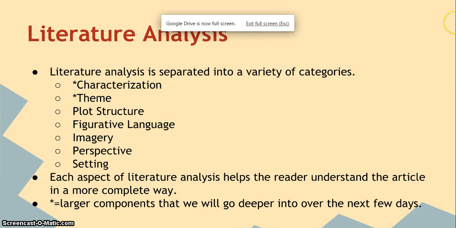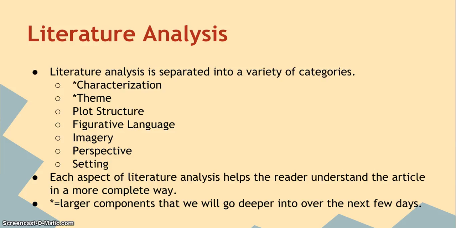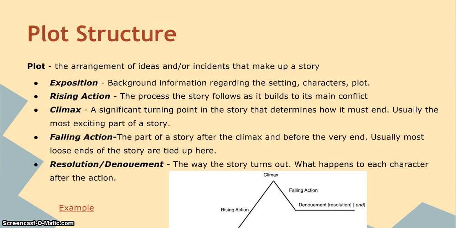Literature analysis is separated into a variety of categories: characterization, theme, plot structure, figurative language, imagery, perspective, and setting. Each aspect of literature analysis helps the reader understand the article in a more complete way. And if you notice the asterisk next to characterization and theme, that means that there are going to be larger topics that we go into later this week in more detail, and we're going to focus on the other topics in the meantime. So plot structure is our first part.